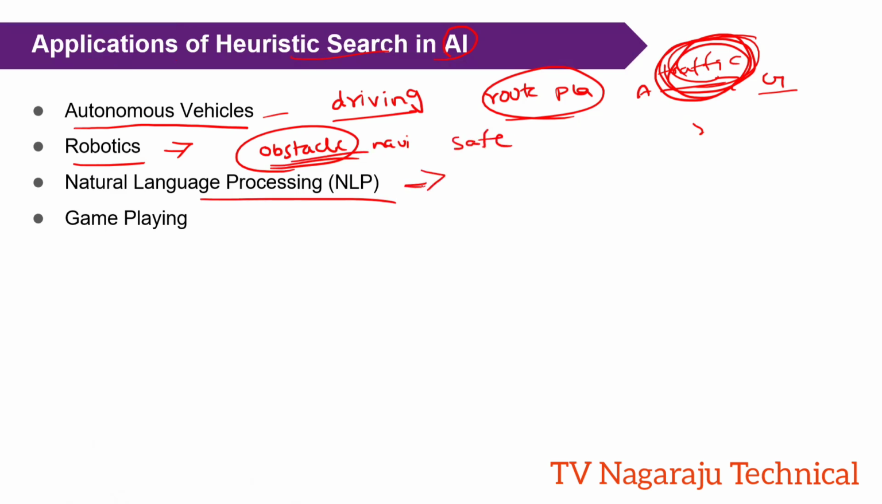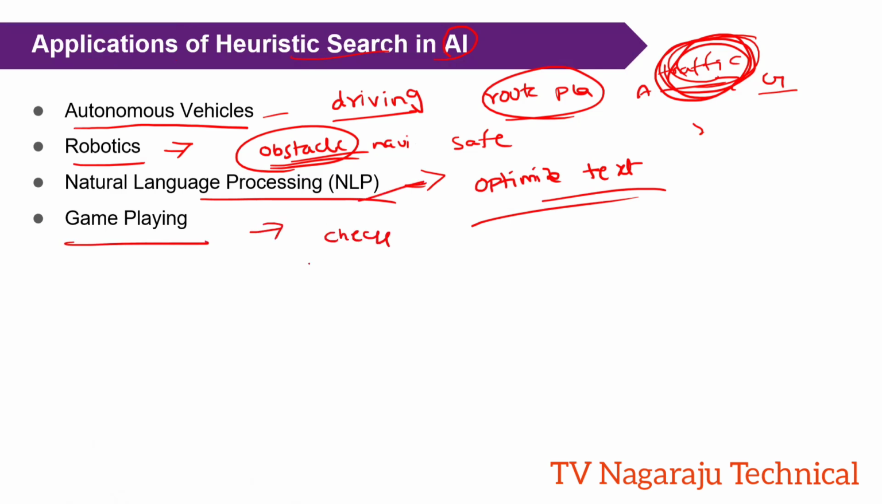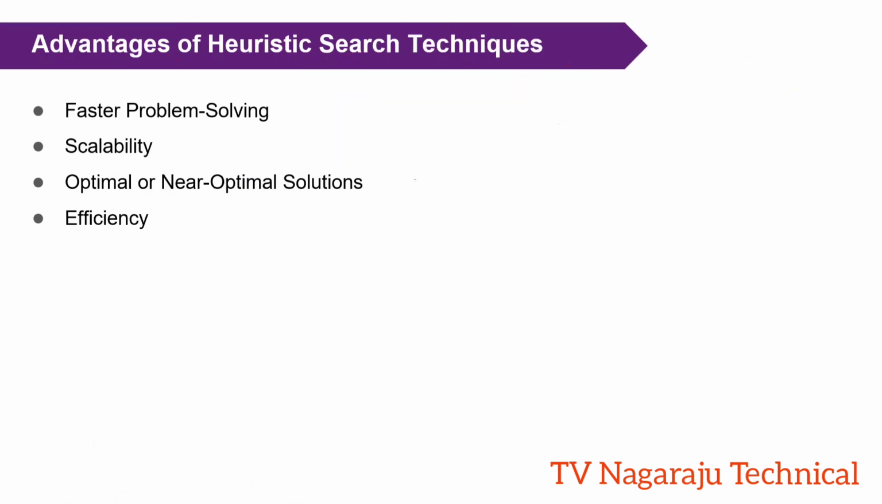Natural language processing, this is a general application. You need to optimize text processing. So we have some text. You need to optimize the text processing, like sentence parsing, machine translation, all these optimizations. Game playing: suppose you are playing a game like chess, multiple paths are there for moving a coin. You need to identify the most efficient path. Clear? These are the applications.